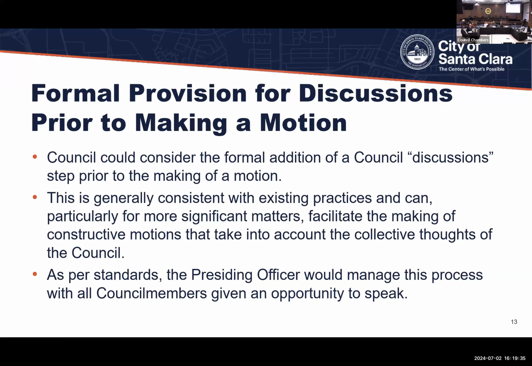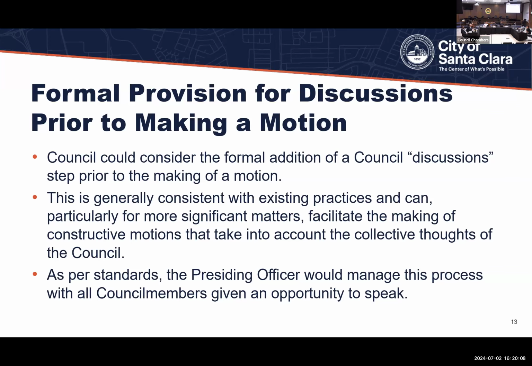This is one we talked about, again, as a typical standard requirement and contemplated by both Roberts and Rosenberg's, but not necessarily, in my view, a best practice or even the practice of this council. We could provide and build into that set of protocols I outlined for you in the first place a formal provision for discussions prior to making a motion, right? Right now, it's really just done as a matter of practice.